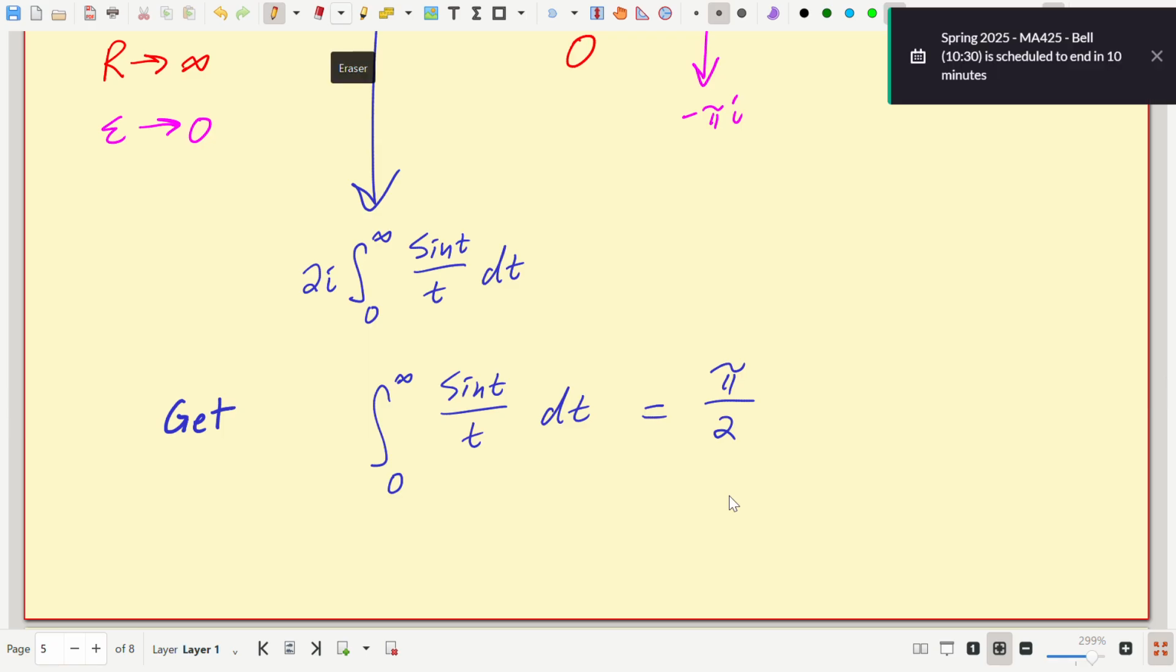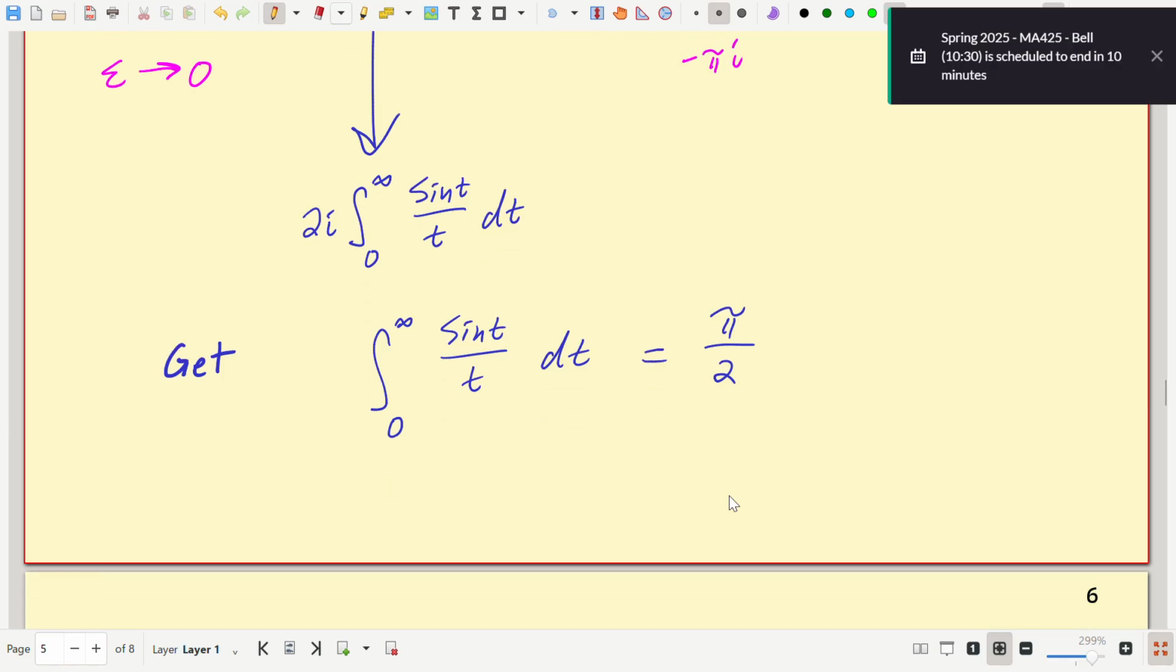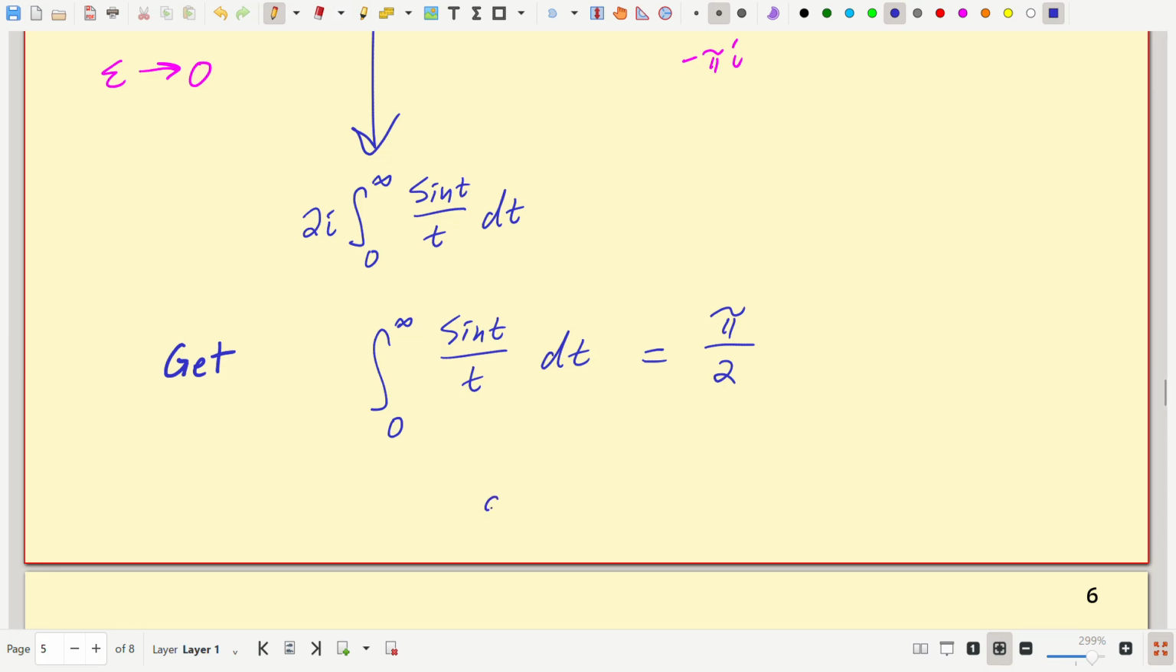So we get that. And of course, because sine of t over t is even, the integral from minus infinity to plus infinity would be pi. Because that's an even function. Questions about that? That's a really famous calculation.